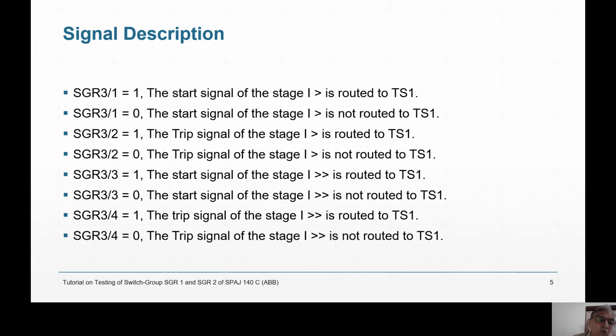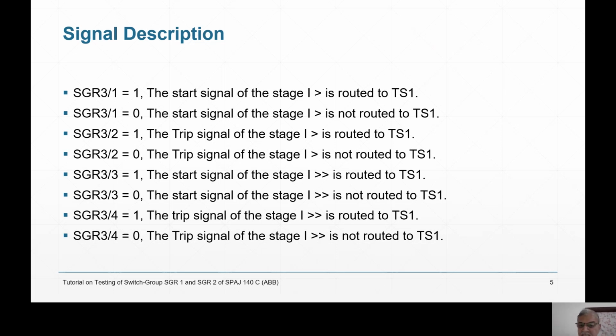So if SGR3 2 equal to 1, the trip signal of the stage I greater than is routed to TS2, second relay. Similarly, 3 equal to 0, I double greater than is routed to TS1, and 4 equal to 1, I double greater than is routed to TS2.